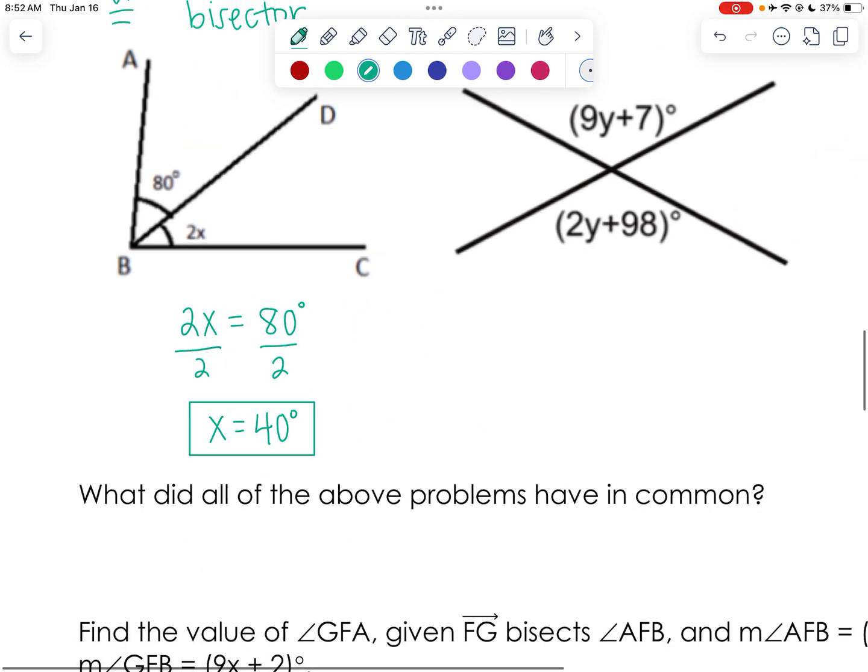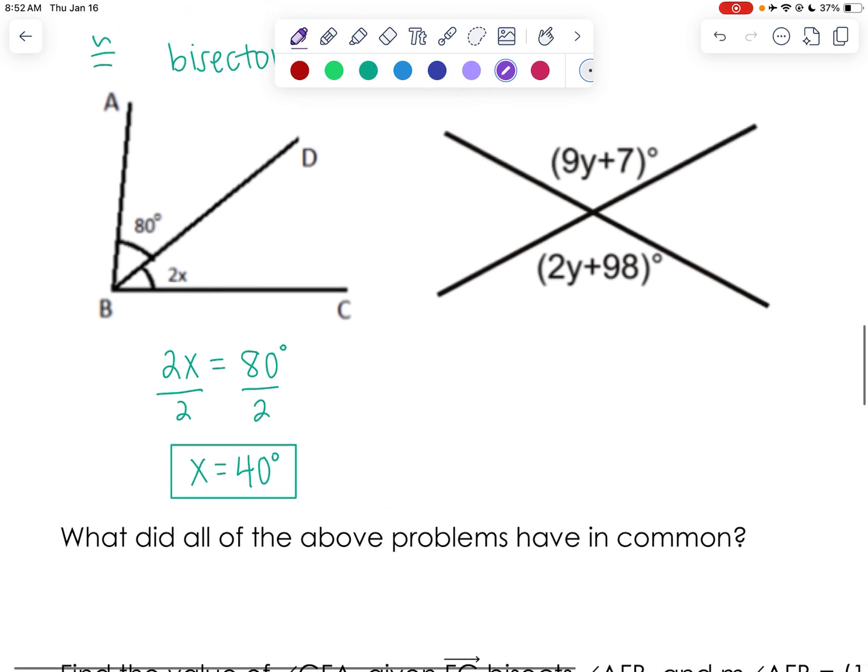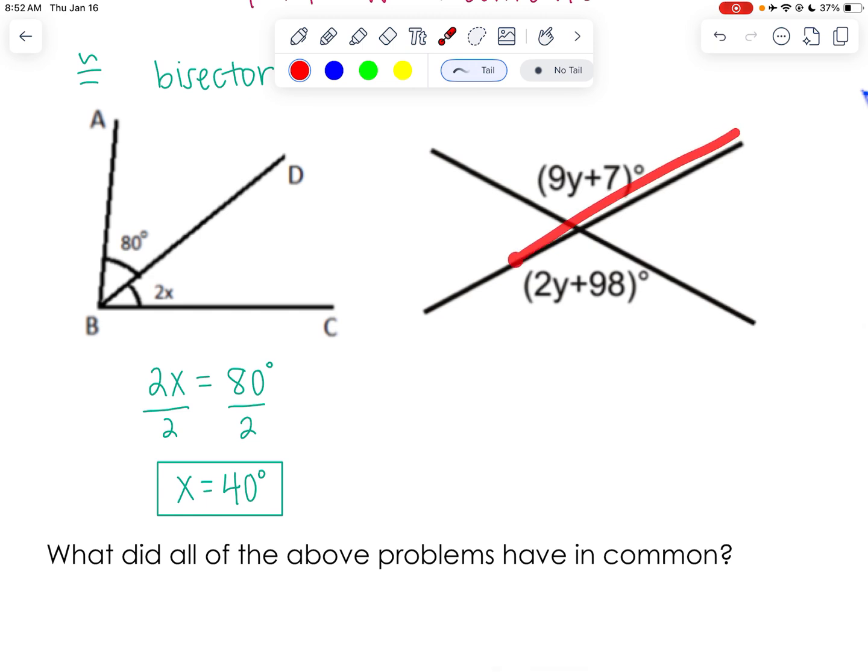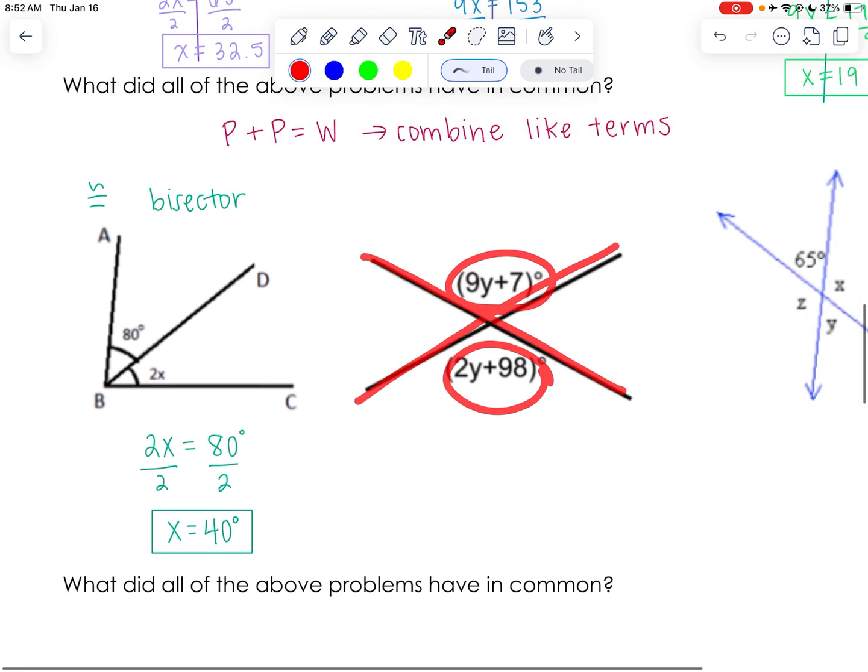And that's it. So figure out what they are, and then from there ask yourself, how do you set it up and how do you solve? Which leads me to this next one. I'm seeing an x, and they're across from each other, which tells me that they're vertical angles.